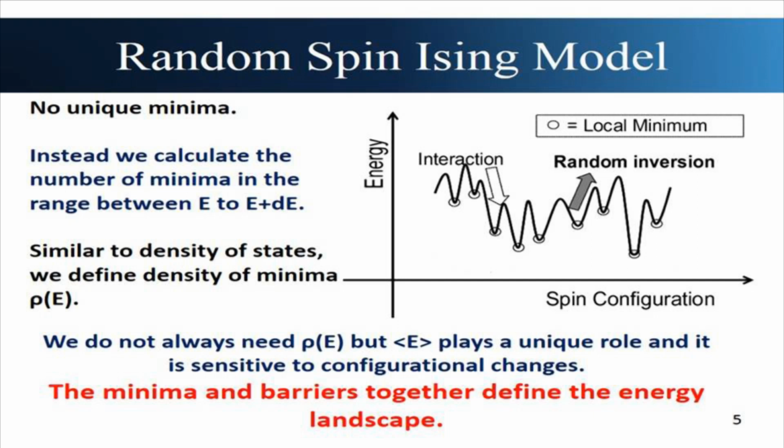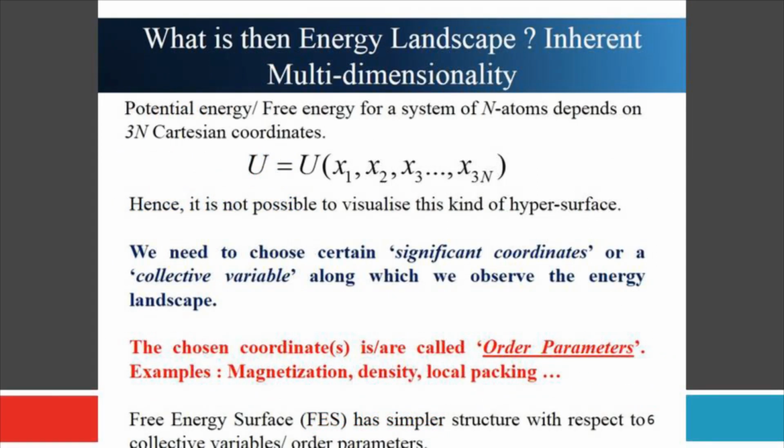Now look at that, these are multiple minima, and it also has barriers. This is something we talked about in our first seminar, which we call a rugged energy landscape. So what then is the energy landscape? Coming back, the first thing to know is that our x-axis is multi-dimensional. Actually, along the x-axis I have many configurations.